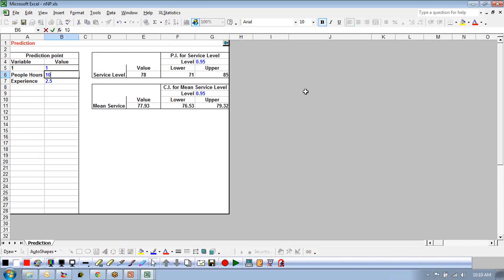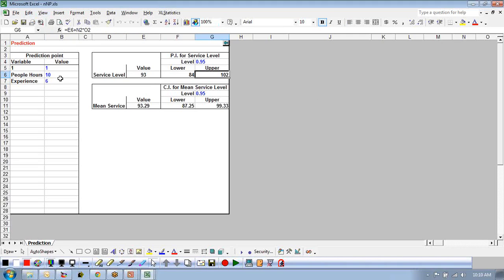Okay, so let's see if we put in 10 people hours, but we had a higher experience level on that. What if we had an experience level of, say, 6? There it is, and we'd say that, yes, our service level is going to be quite a bit higher. In fact, we predict it's at least 84, all the way up to 102. In this case, 102 is a nonsense answer, right? 100 would be our max, so that's another thing to look out for.